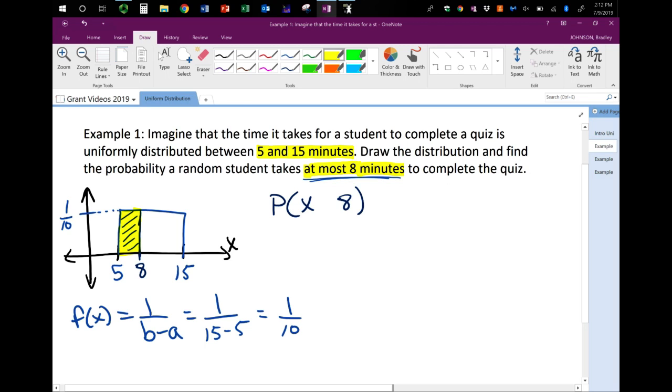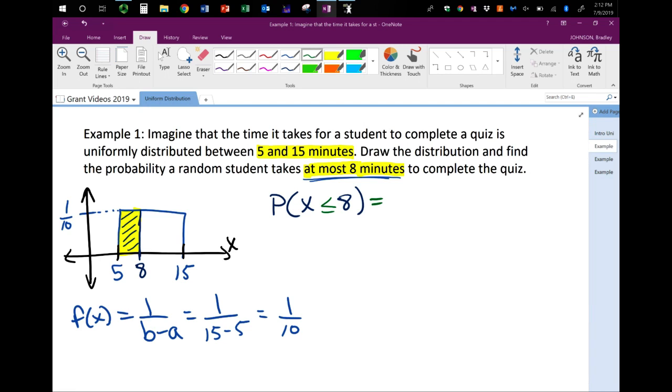Okay. So for an inequality, that would be probability that x is less than 8. And you could be less than or equal to. With continuous, it doesn't matter if you put either inequality symbol. Now probability is coming from the area.